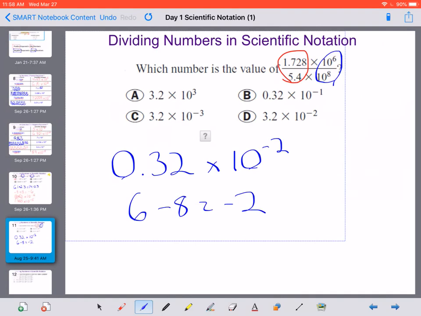So none of those answers match up with what we have. That's because this 0.32 needs to be between 1 and 10. So to make it between 1 and 10, all I have to do is move the decimal point 1 space over to make it 3.2. Now if I moved it one more space, that's going to change our 10 to the negative 3 power. So 3.2 times 10 to the negative 3 is going to give me C.